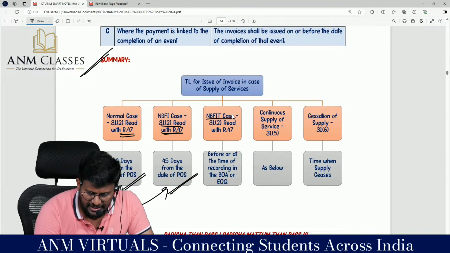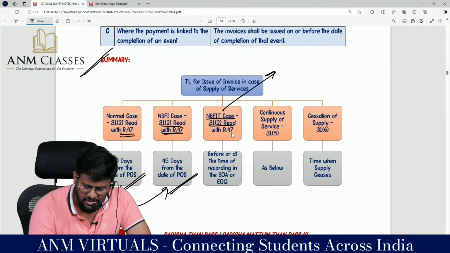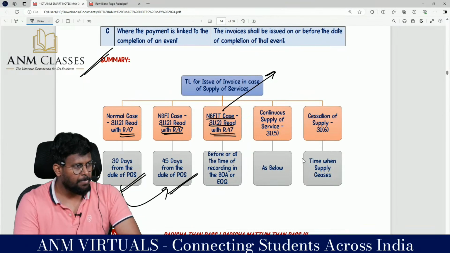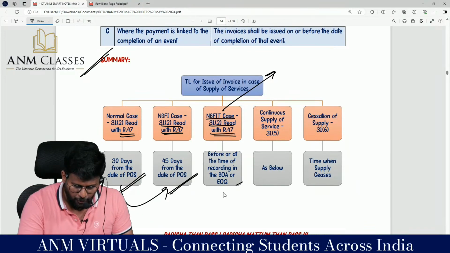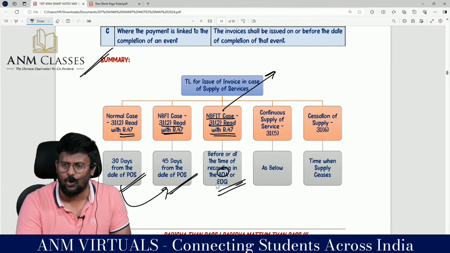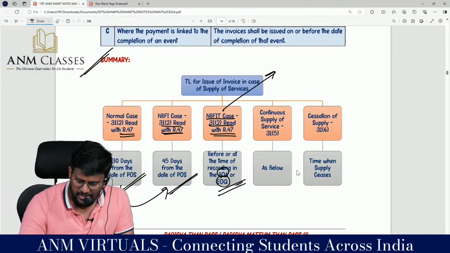Next one, NBFI correct? Yes, T stands for telecom. Telecom, add it: 31 subsection 2 read with what? Intra supplier, yes, within the organization, before or at the time of recording in the accounts or at the end of the quarter. Correct? Yes, continuous supply of services.